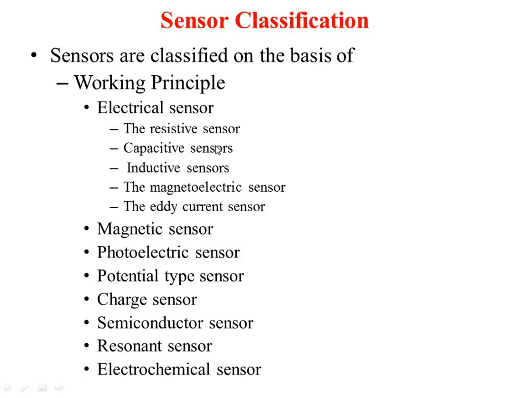Photoelectric sensors: the photoresistive, that is the LDR, then the photodiode. All these types of sensors which show a change in parameter or a change in output based on light, we call photoelectric sensors. Then the potential type of sensors generate a potential as an output when you apply energy to them, so that is called a potential type of sensor.